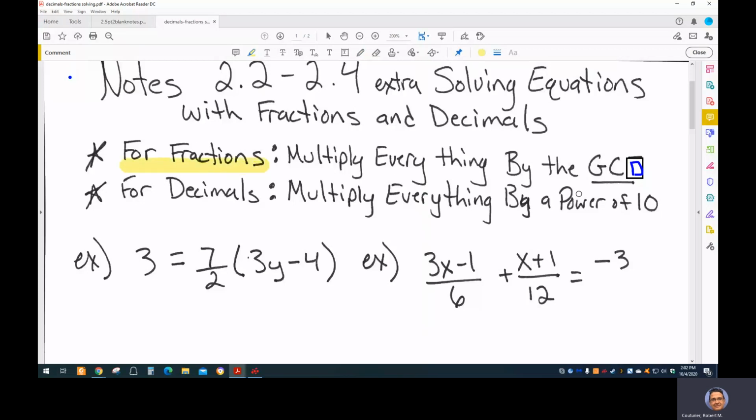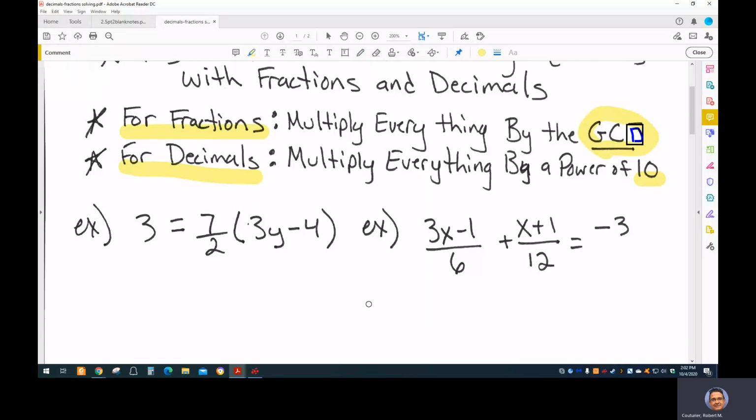We have to multiply everything by the greatest common denominator. And for decimals, we have to multiply everything by a power of 10. Remember that multiplying by 10 moves the decimal one spot, multiplying by 100 moves it 2, 1,000, 3, and so on. So if we can remember that from the past, it's like a blast from 4th and 5th grade, we are able to get these done pretty quickly.